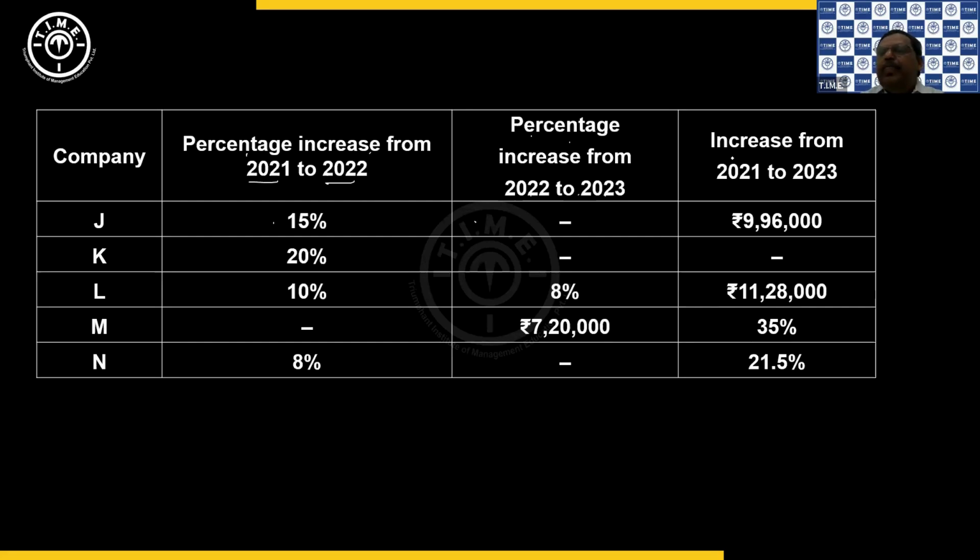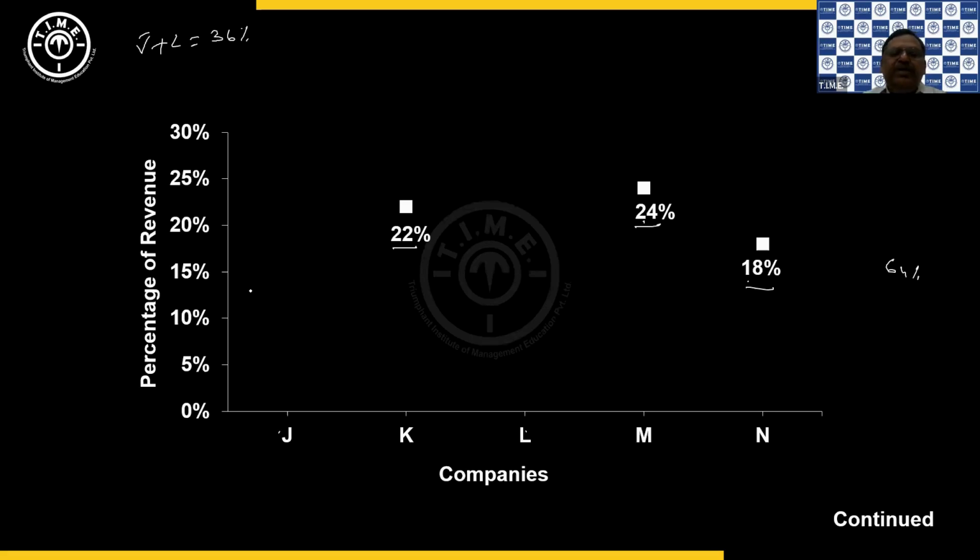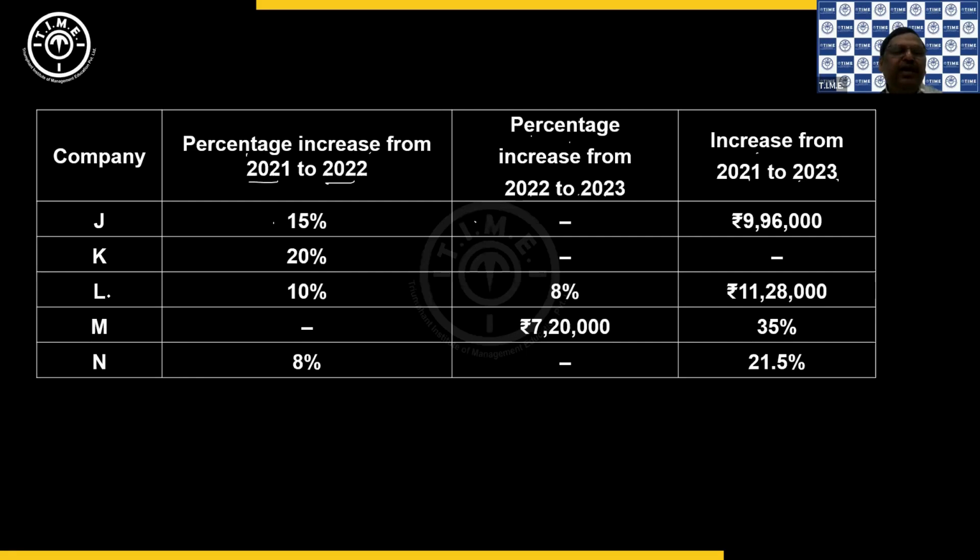And students, also the increase from 2021 to 2023 amount is given. So now the information that we are missing is for J and L. And students, if you look here, for L, you have everything. See, 10% and 8% successive increases, and the increase is this much amount.